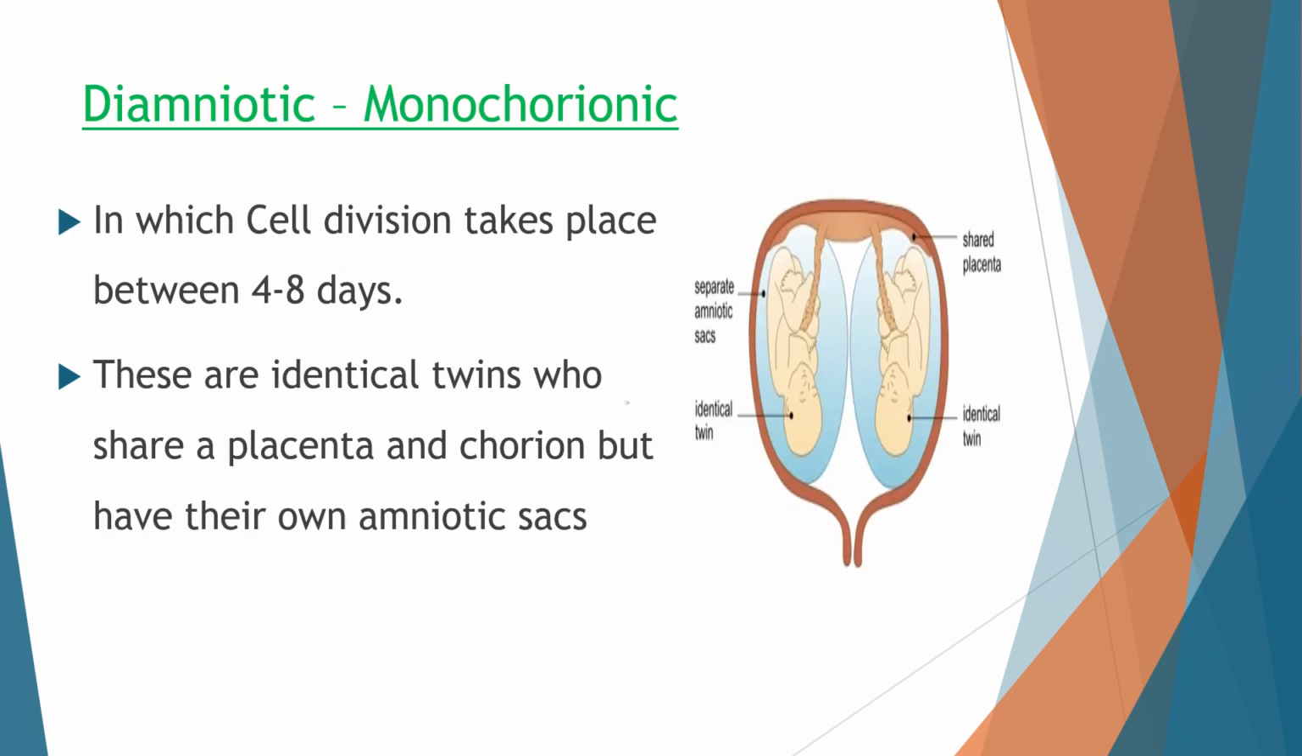Now let's understand diamniotic monochorionic twins. In this type of monozygotic twin pregnancy, the fertilized egg divides a little later, usually between 4 and 8 days after fertilization. Because of this timing, the twins share a single placenta and a common chorion, but each baby develops in its own separate amniotic sac. These are identical twins, and although having separate amniotic sacs offers some protection, sharing a placenta increases the risk of certain complications, so such pregnancies need closer monitoring.